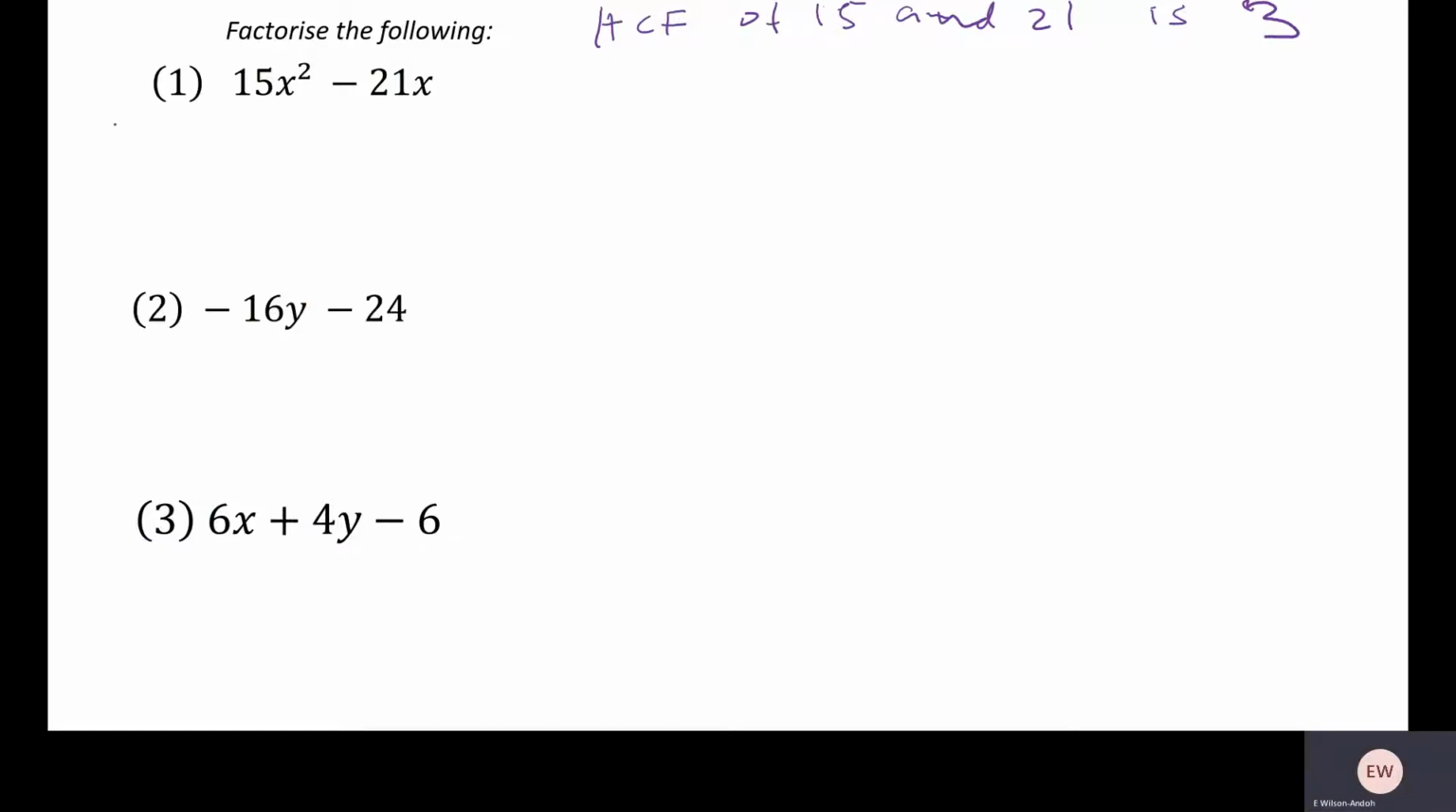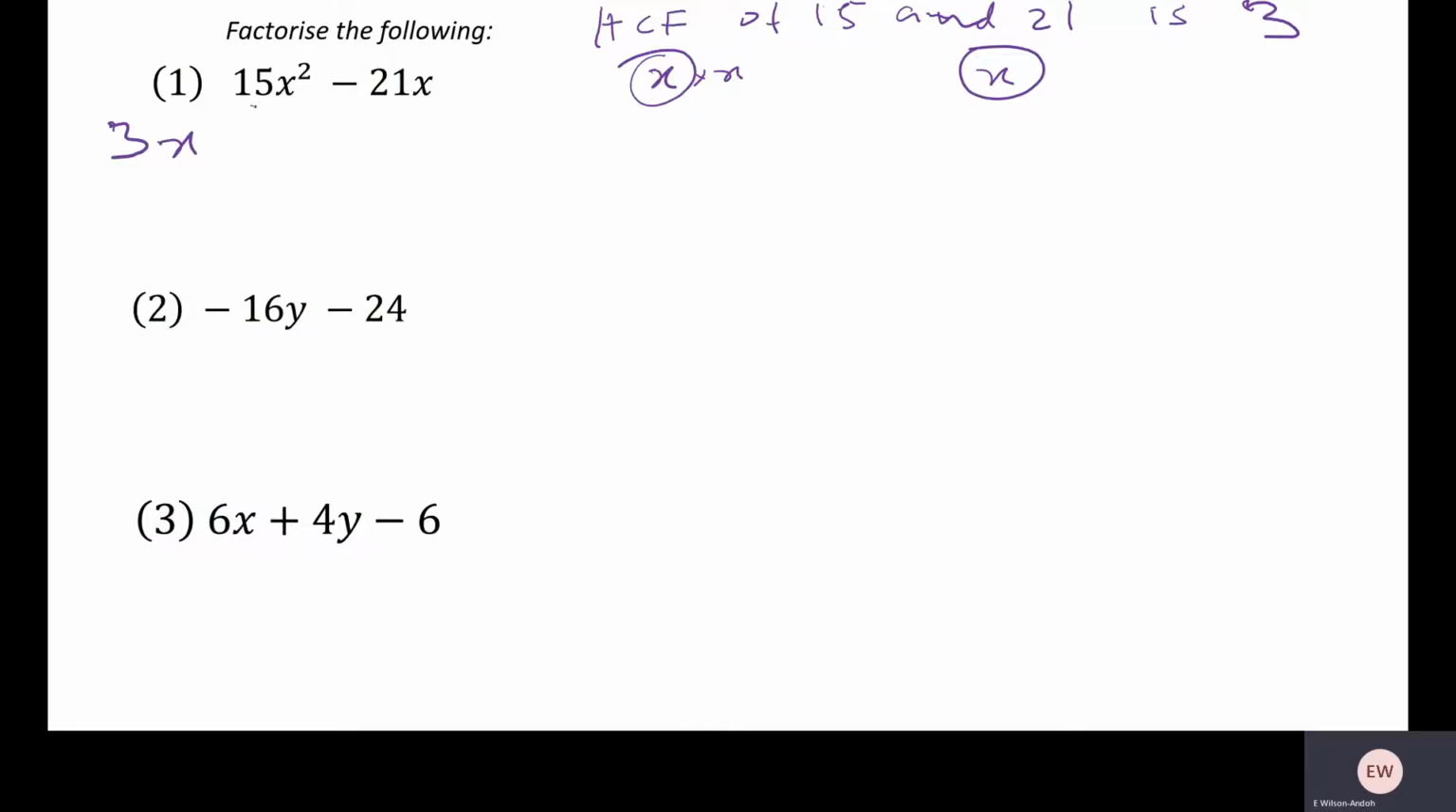So we bring 3 out. Now let's check the variables. We have x. x squared is the same as x times x. And then we have x. So in these two terms, x is common here, x is common there. So the variable x is common. Now we found our highest common factor for this expression.